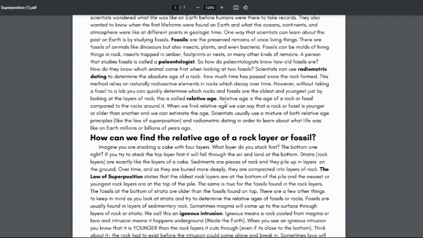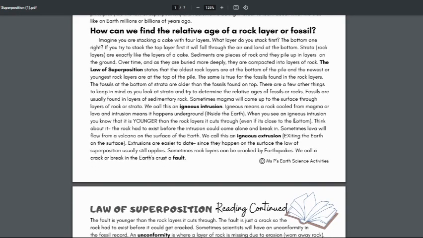This is called relative age. Relative age is the age of a rock or fossil compared to the rocks around it. When we find relative age, we can say that a rock or fossil is younger or older than another, and we can estimate the age. Scientists usually use a mixture of both relative age principles, like the law of superposition, and radiometric dating in order to learn about what life was like on Earth millions or billions of years ago. How can we find the relative age of a rock layer or fossil?